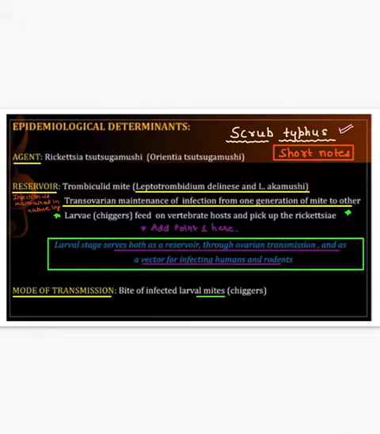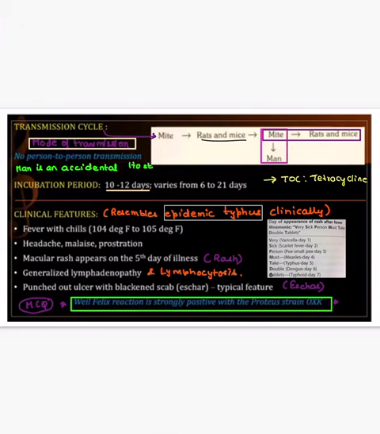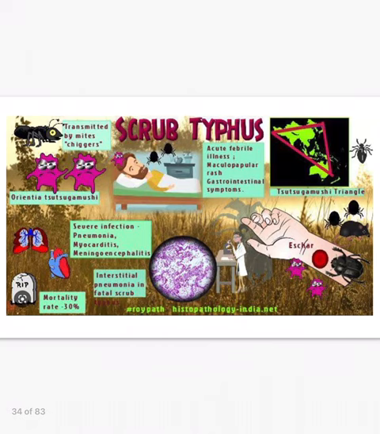Transovarian maintenance of infection helps in spread of infection. This was important here, guys. In this table you have rats and mice in between, and you have the mite here. So this makes up the transmission cycle. Here also, you will have a rash on the fifth day, the same thing, because it is again a typhus group. So this is scrub typhus.